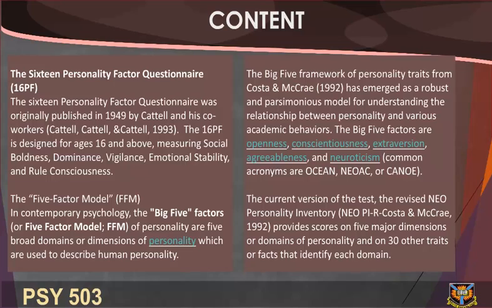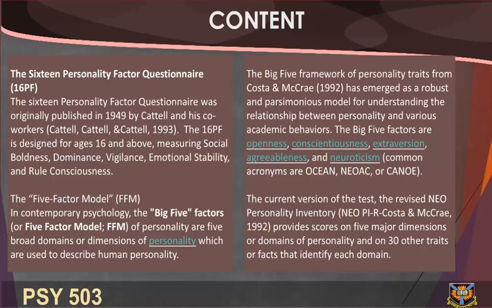The 16 Personality Factor Questionnaire, 16PF. The 16 Personality Factor Questionnaire was originally published in 1949 by Cattell and his co-workers, Cattell, 1993. The 16PF is designed for ages 16 and above, measuring social boldness, dominance, vigilance, emotional stability, and rule consciousness.